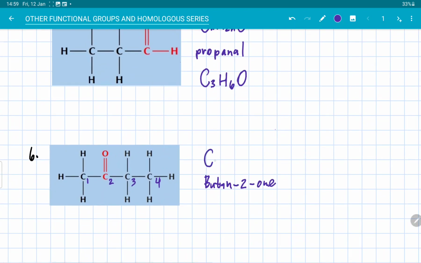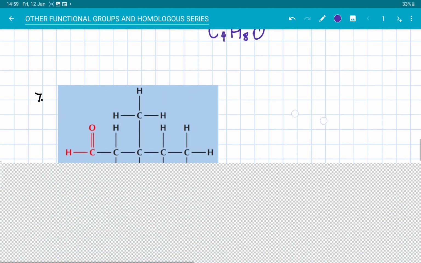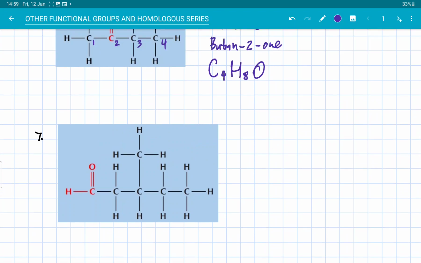The general formula is CnH2nO. So that makes this C4H8O, because 2 times 4. So a ketone. And then back. So this molecule is an aldehyde. Why? Because there is a formyl group here.